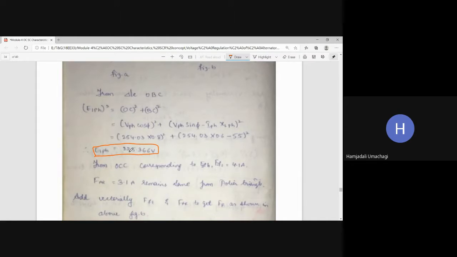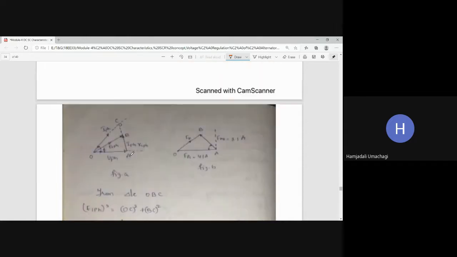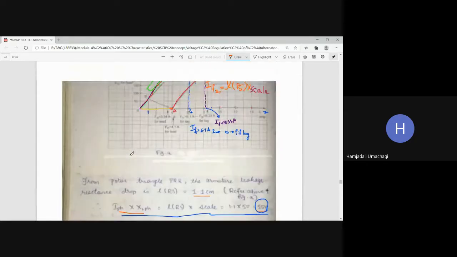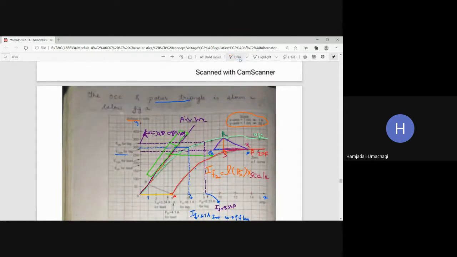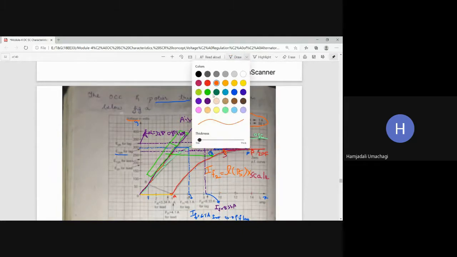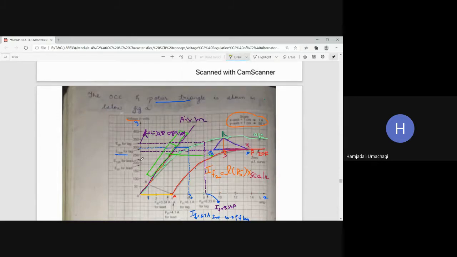Now see here, E1PH is 225. E1PH means my voltage y-axis, yes or no? So now E1PH 225. Once again, you consider this. 225, where it is coming, 200. So this is my 225 point. Now mark this 225 and take the horizontal projection till it touches the OCC. Here it is touching the OCC, and mark this point once again, E1PH.